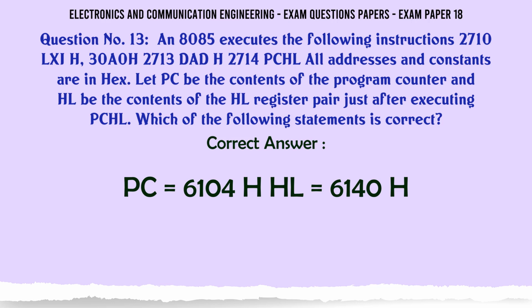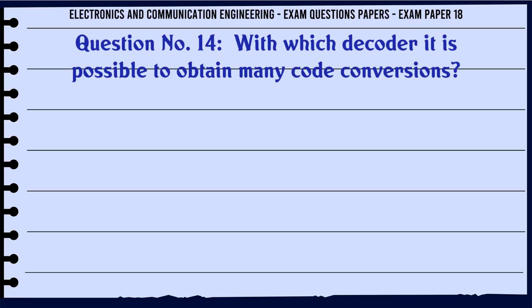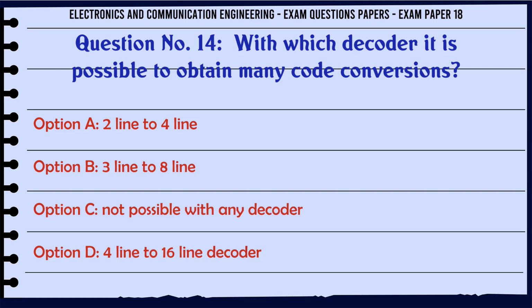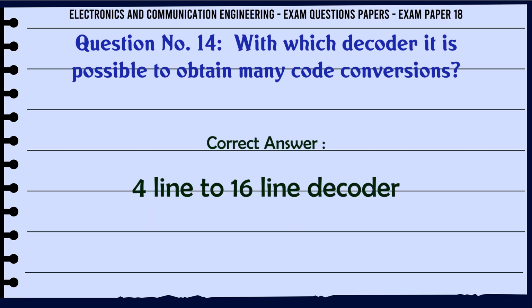With which decoder is it possible to obtain many code conversions? A. 2-line to 4-line. B. 3-line to 8-line. C. Not possible with any decoder. D. 4-line to 16-line decoder. The correct answer is 4-line to 16-line decoder.